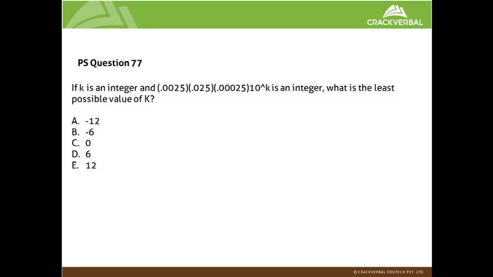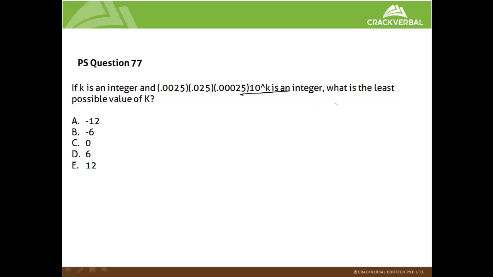The question says, if k is an integer and 0.0025 times 0.025 times 0.00025 times 10 to the power k is an integer, what is the least possible value of k? So basically, this question is a simple calculation question. You don't need to think too much over this question to arrive at an answer. All you need to do is know the basic conversion of a decimal to an integer.